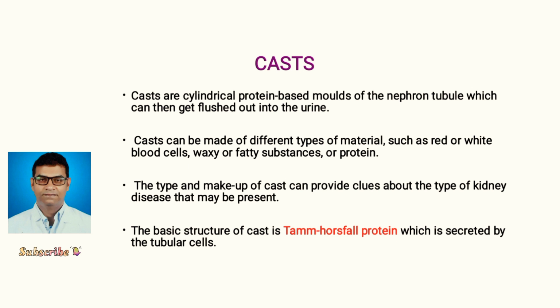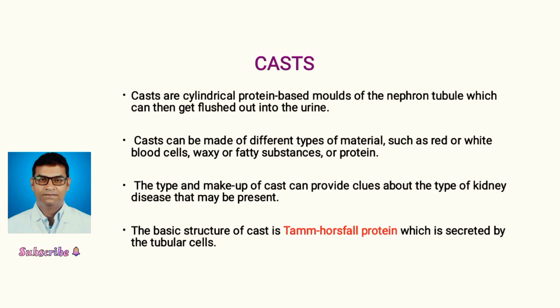Now coming to the casts. Casts are cylindrical protein-based molds of the nephron tubule which can then get flushed out into the urine. Casts can be made of different types of materials: white or red blood cells, waxy or fatty substances, or proteins. The type and makeup of casts can provide clues about the type of kidney disease that may be present.